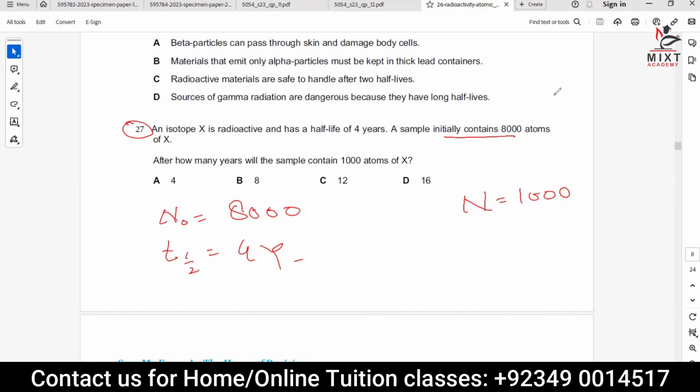It takes 4 years to convert 8,000 atoms to 4,000. Then it will take another 4 years, and 4,000 will be converted into 2,000. Then again 4 years, it will be converted into 1,000. I've sent my answer. Yes, Hadia.